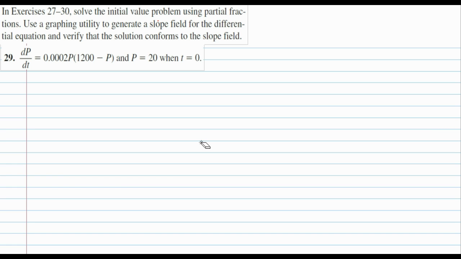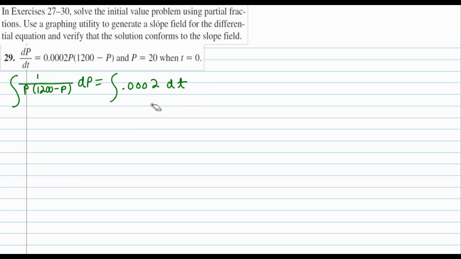Alright, so dP/dt equals 0.0002 p times (1200 minus p). This is a logistic growth equation of population. The rate of change does have a limit. So I can tell you that 1200 is going to go in my numerator at the end of the day. But let's start from the beginning. Let's separate the variables. Get all the p's on one side, everything else on the other side.